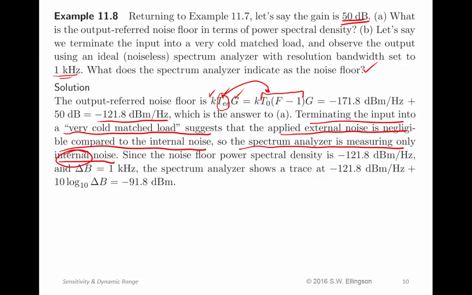Since the noise floor power spectral density is minus 121.8 dBm per hertz, we just calculated that, and since the resolution bandwidth is 1 kilohertz, the spectrum analyzer shows a trace which is greater by 30 dB. That's 10 log 10 of 1,000. That is minus 91.8 dBm. See, we started off with the power spectral density, minus 121.8 dBm in 1 hertz. So if we have 1,000 hertz, that goes up by a factor of 1,000, which is 30 dB. So we get minus 91.8 dBm.